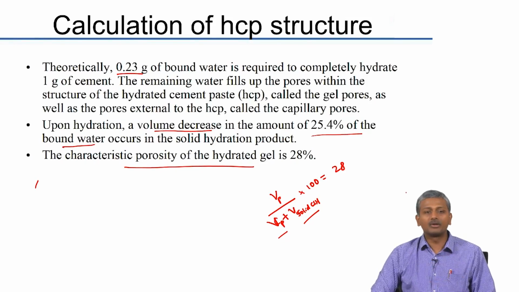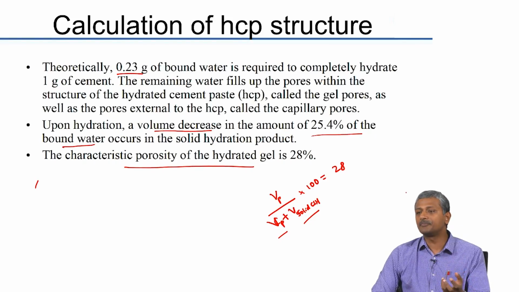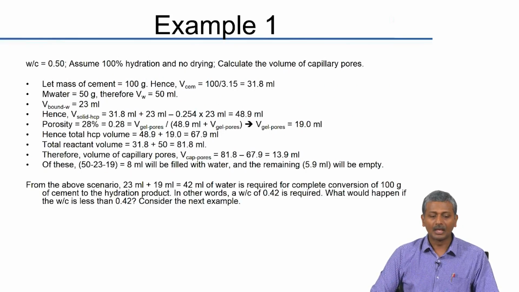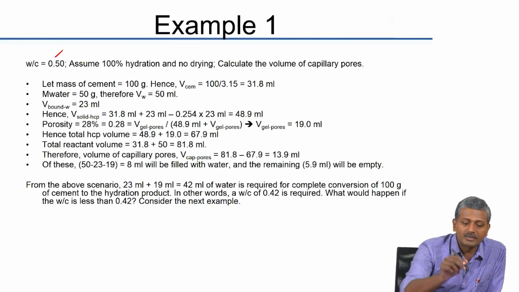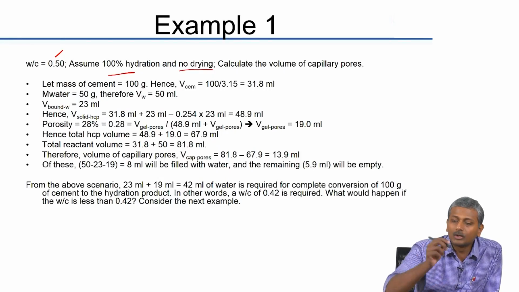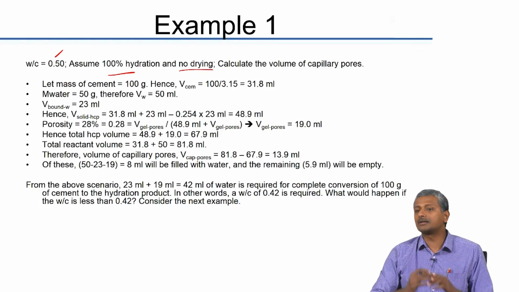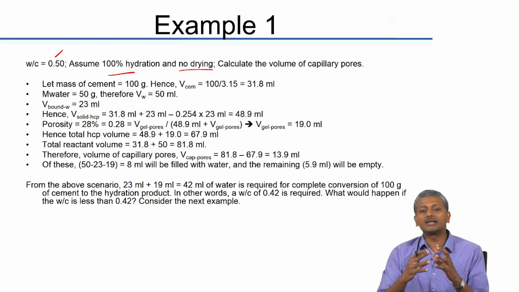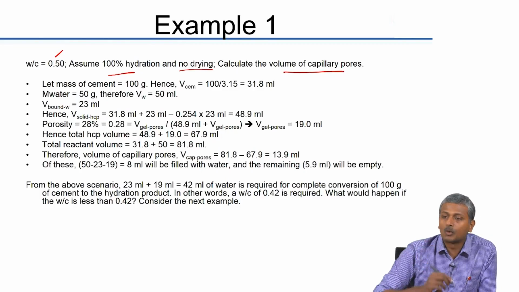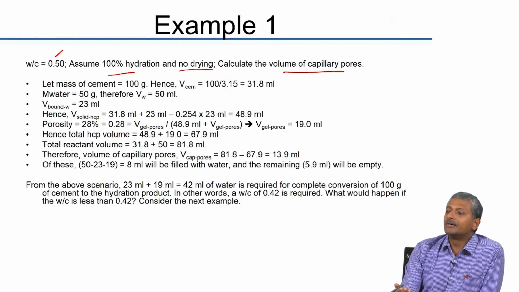Now given this background information, let us now try to calculate what would happen in a cementitious system at a high water cement ratio, let us say 0.5. So let us say our water cement ratio is 0.5, we assume 100% hydration and no drying of this water out of the cement paste. So we are conducting this experiment in an insulated environment and there is no drying. Okay. So what we want to calculate is what is the volume of capillary porosity in the system. So let us first look at the volume of the reactants.